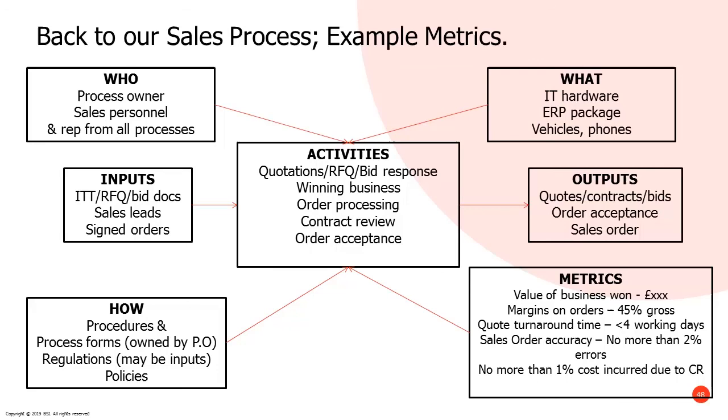Quote turnaround time. This is a tempo, an on-time delivery metric. Winning business requires you to meet the customer expectations of turnaround time. Sales order accuracy. This is the effectiveness of contract review. That sales order goes into the next process. And you might have a cost metric for that: no more than 1% cost incurred due to contract review errors. So this is an example of a set of metrics meeting the business need, meeting the external customer need, but also meeting the need of the internal customer.